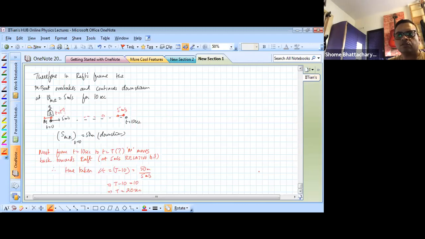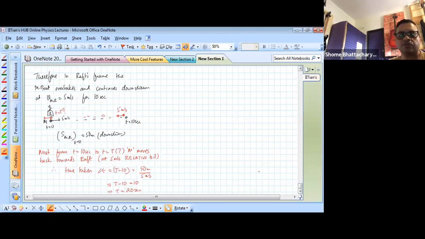Okay, so that is the thing, na? So from 10 seconds, that is when it took the U-turn, till capital T, when it has come back, what is happening? It's moving towards you. You're standing on the raft. It's moving towards you at how much speed? 5 meters per second. For me, the raft has become stationary, no? Because I'm in the raft's frame.